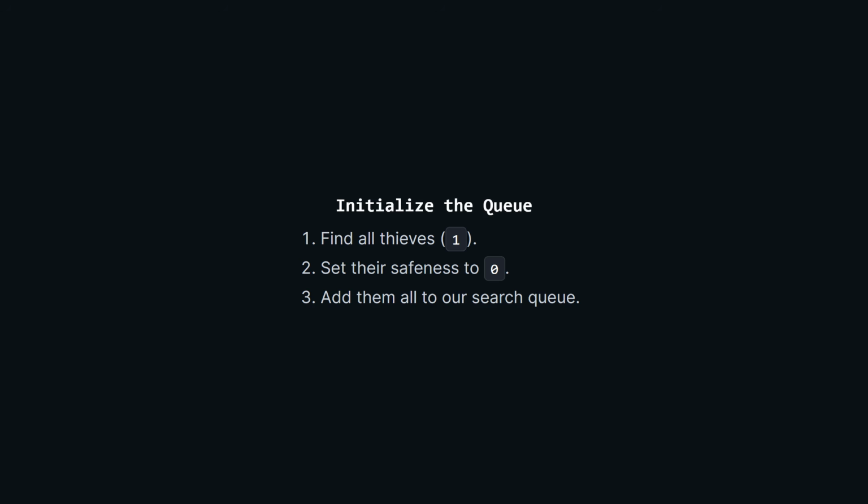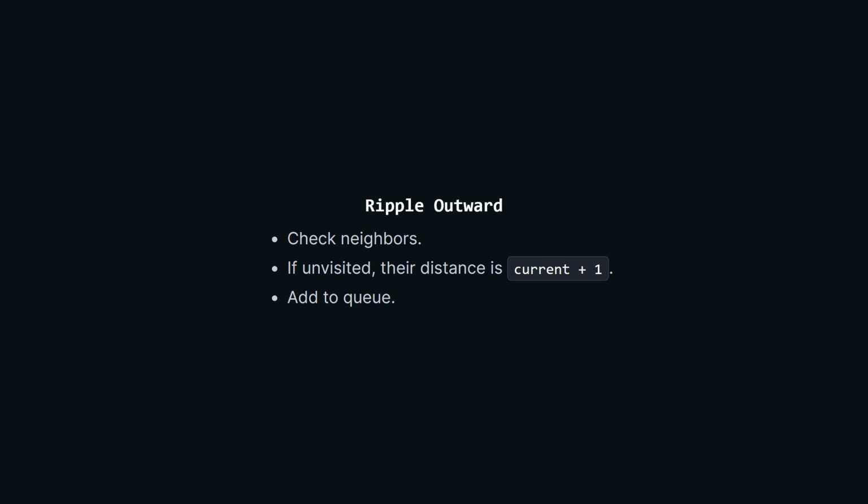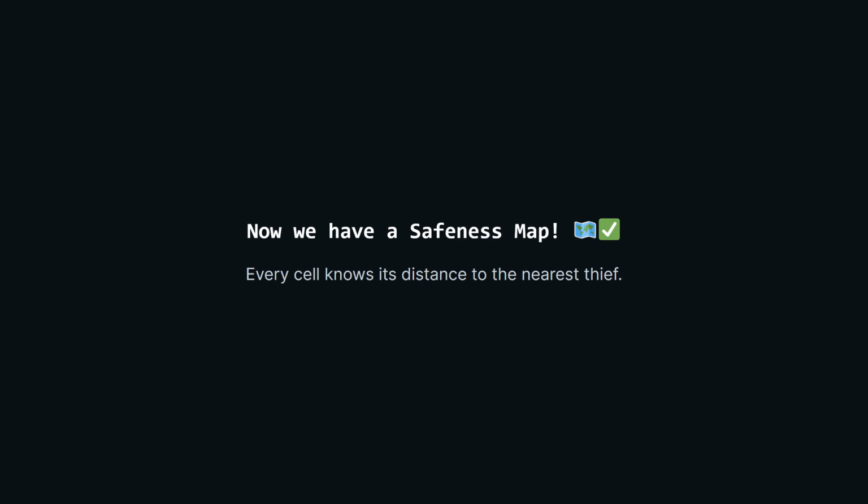We start by finding every single thief in the grid. We know their safeness is 0, because they are the thieves. We put all of their locations into a queue to start our search. Then, we process the queue layer by layer. For every location, we look at its neighbors. If we haven't visited a neighbor yet, its distance from a thief is just the current distance plus 1. Once that breadth-first search finishes, we have a complete map. Every cell now holds a number representing exactly how far away the closest thief is.